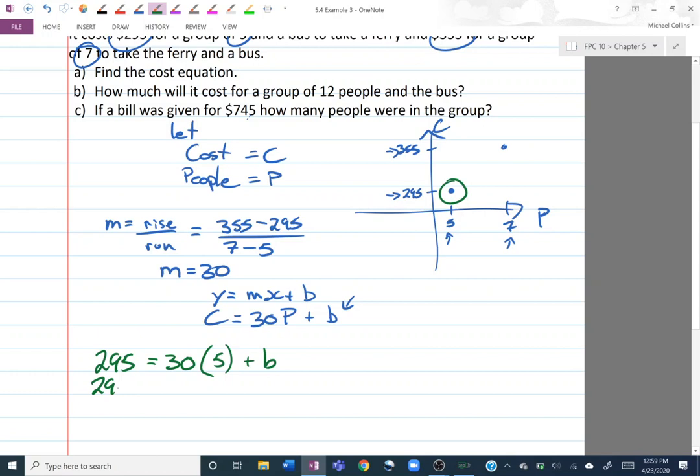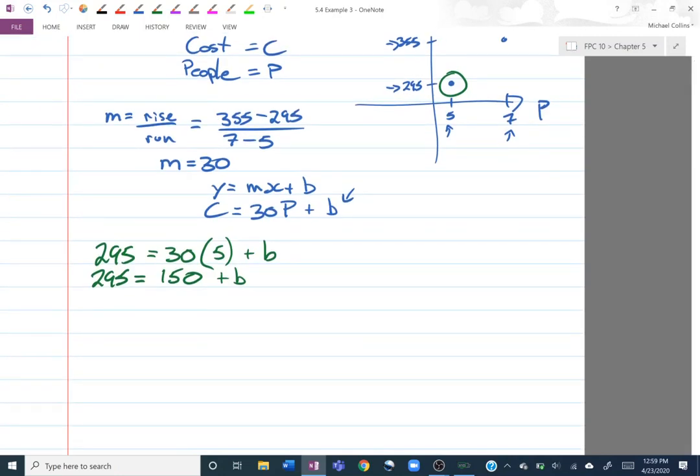I get 295 is equal to 150 plus b, because I want to simplify first, and then I want to solve. I want to subtract 150 from both sides, or on the left-hand side, just to be tricky, I'm going to add a negative 150, which is the same thing. 150 minus 150 is b. Negative 150 plus 295 is going to be 145. So b is going to be 145.